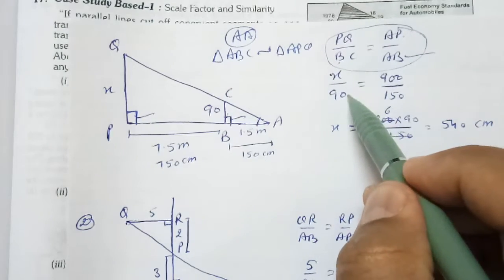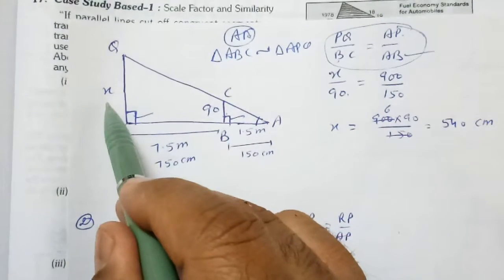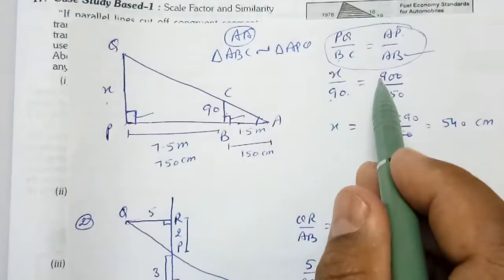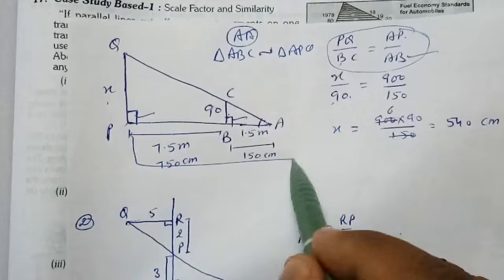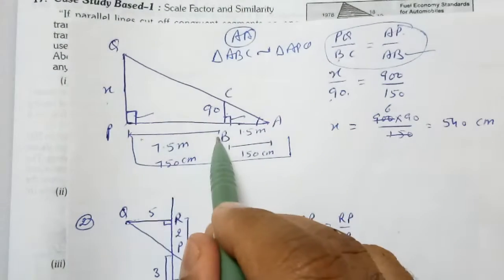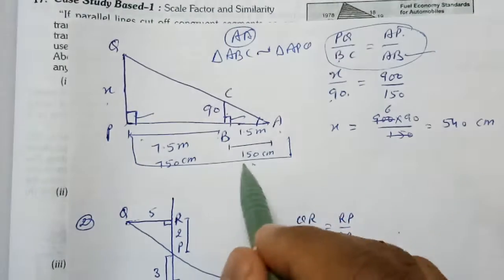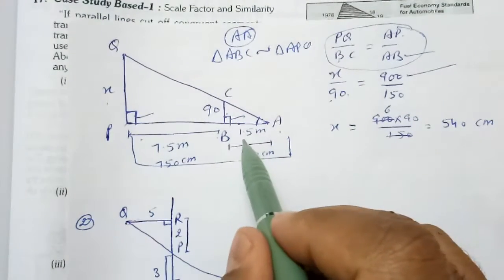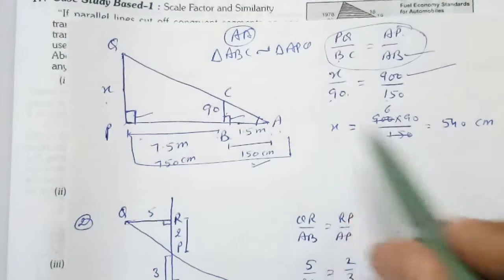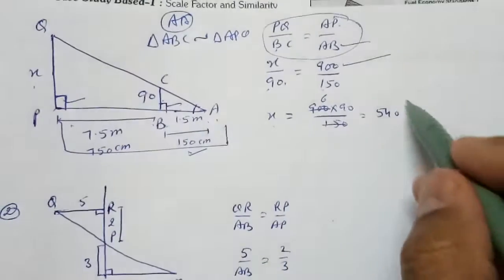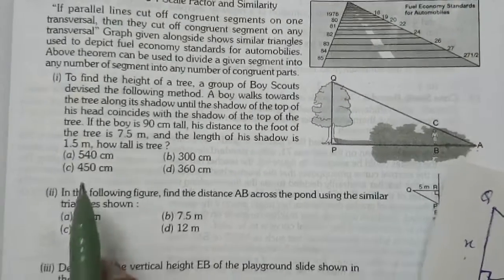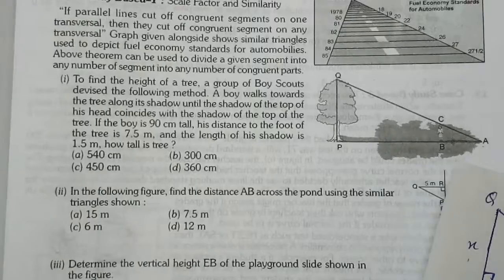Now we will substitute these values here. PQ I am supposing as X, BC is 90, then AP is the total distance, which when we convert into centimeter, PB becomes 750 and AB is 150, so the total sum is 900, and AB is given as 150. When we calculate it after cancellation, we will get 540 centimeter. So the height of the tree is 540 centimeter, which is the first option.